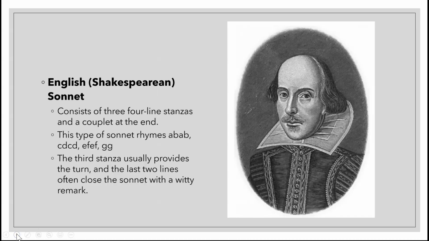Now, the English or Shakespearean sonnet consists of 3 4-line stanzas and a couplet at the end, a rhyming couplet. This type of sonnet rhymes A, B, A, B, C, D, C, D, E, F, E, F, G, G. The third stanza usually provides the turn, and the last 2 lines often close the sonnet with a witty remark. You will see a lot of Shakespearean sonnets. I think most of the sonnets in the textbook are Shakespearean. They're definitely more common.